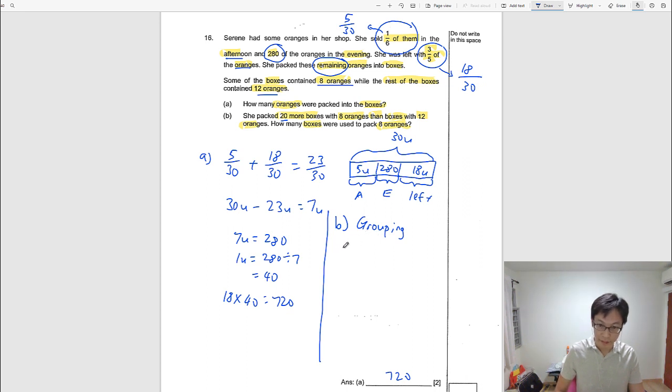So we have 8 oranges. Okay, let me put a dot in the middle, okay? I don't know why students always laugh at this drawing. I think this dot in the middle reminds them of something else. Okay, anyway, 8 oranges and 12 oranges.